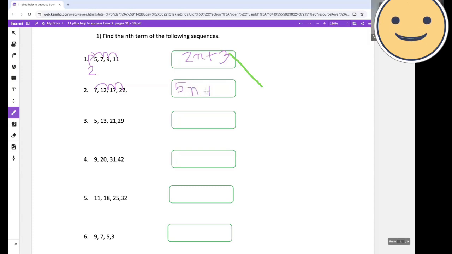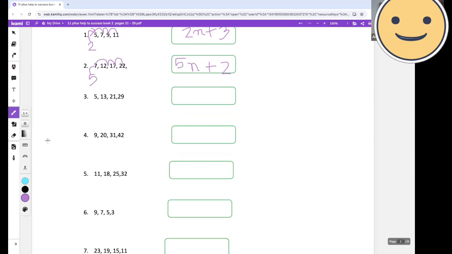5n plus 2. Good. So going from 7 to 12, we know that we are adding 5 in all of them. So you'll write 5 here. And then you will think from 5, how would you go to 7? You're adding 2. So that's why your sequence for this term would be 5n plus 2. So now we'll move on to number 3.